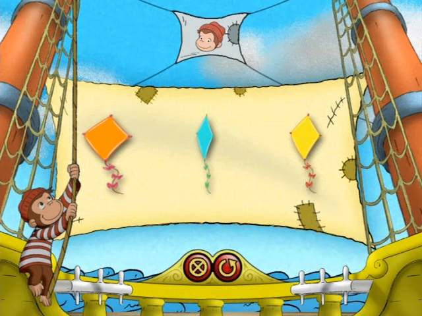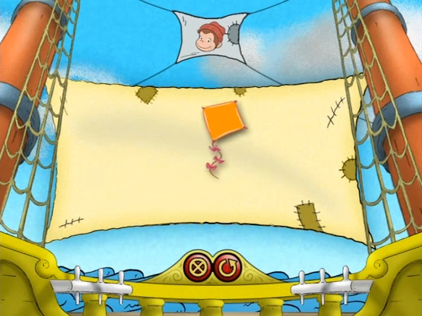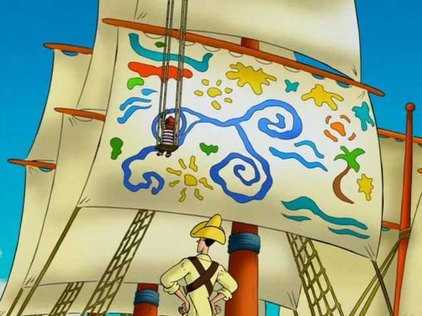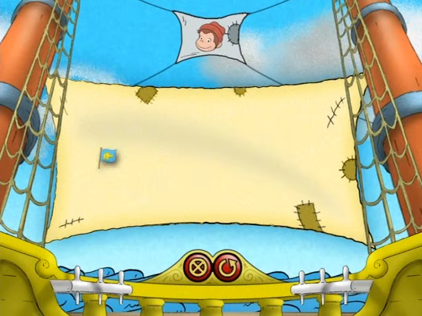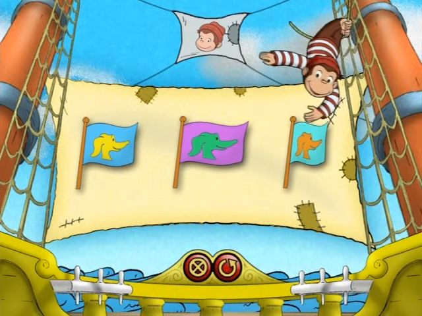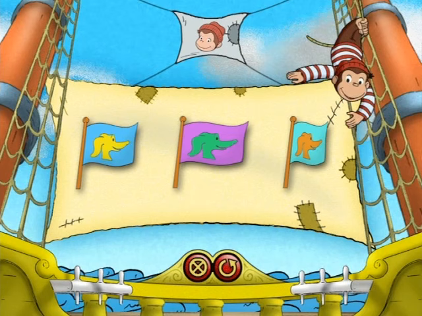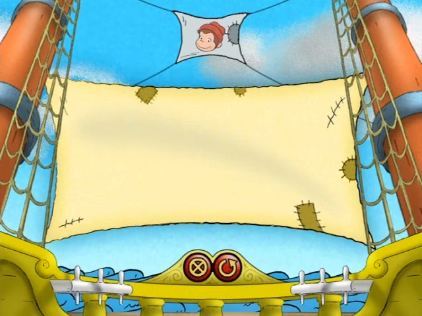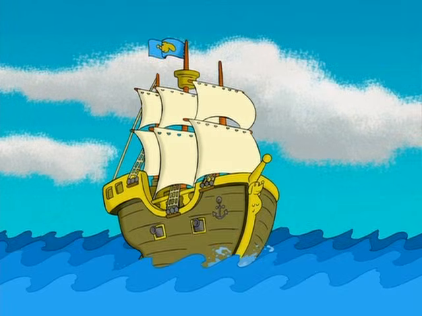Oops, there must be a wider one. Please have another try. Very good. You chose the widest kite. George loves kites, don't you, George? Look carefully at these 3 flags. Which one is the narrowest? Very nice. That flag is the narrowest flag. Well done. You know your shapes and sizes with all sorts of objects.